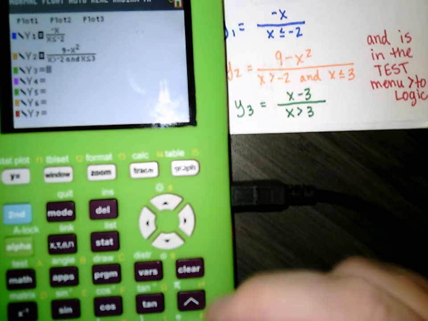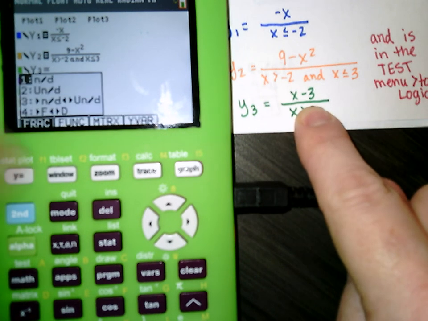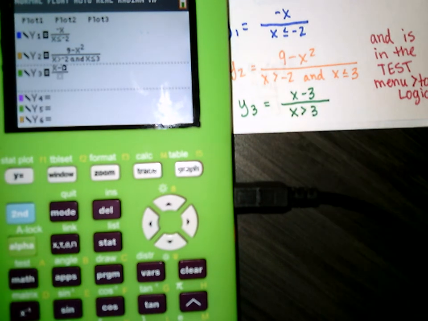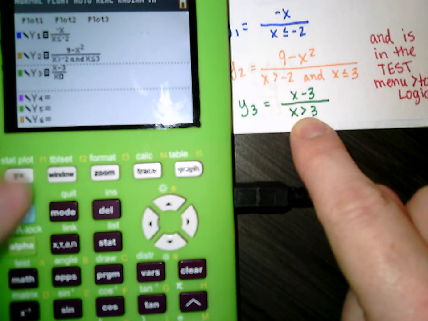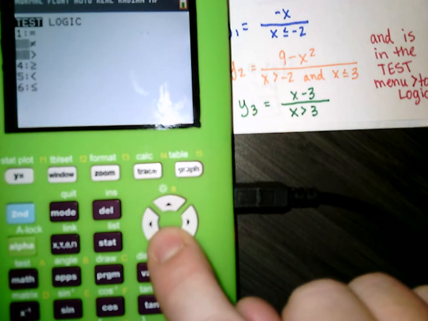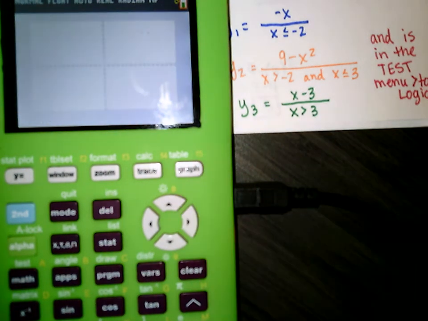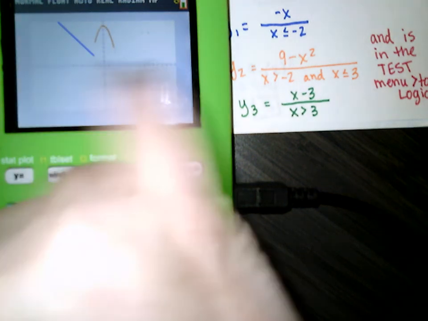Okay. Then in y3, again, we need the fraction, alpha y equals, choose the fraction, put the rule in the numerator, x minus 3, and in the denominator, x is greater than 3. And then when we push graph, this one comes out much more neatly. It doesn't have those extra lines down on the axis.